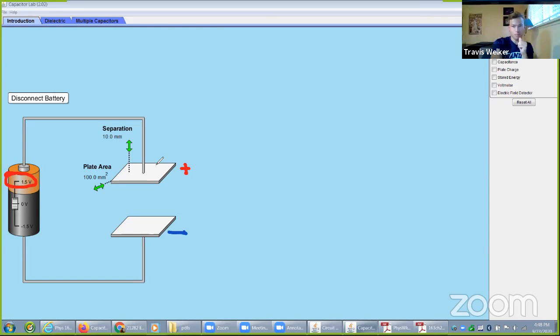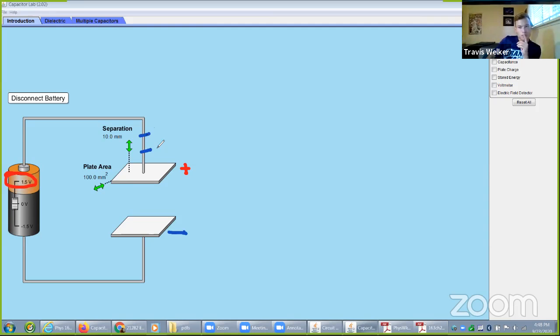Yeah, that was me. Okay, so Travis, initially these plates aren't positive and negative. What type of charges are going to move in here? Electrons or protons? Electrons. Which way are they going to move? From which plate to what plate? From the negative plate to the positive plate. They're going to leave this plate and make it positive. Does that make sense? Okay.